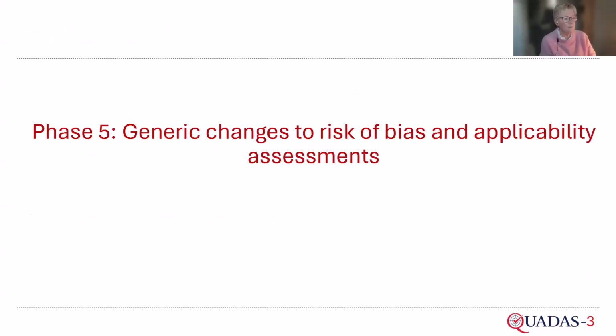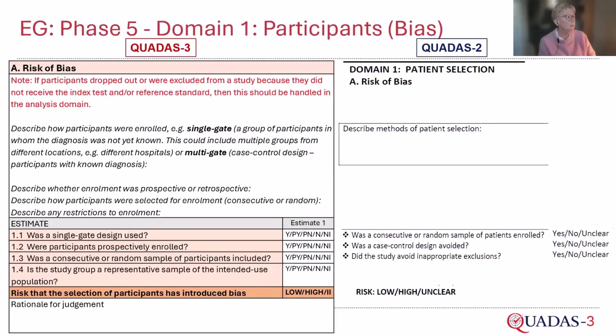So before I hand over to Sue to look at some of the steps in the tool, the phases in the tool in more detail, I'm just going to give a brief overview of some of the generic changes that we've made to the risk of bias and applicability assessments in phase 5. And I'm going to use the first domain in QUADAS-3, which is the participant domain.